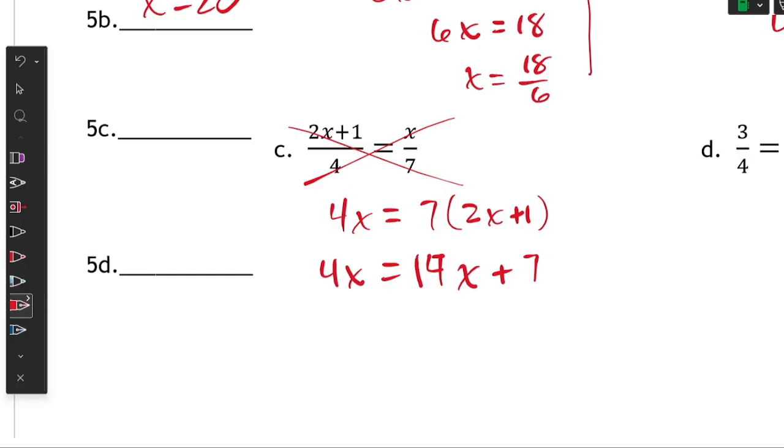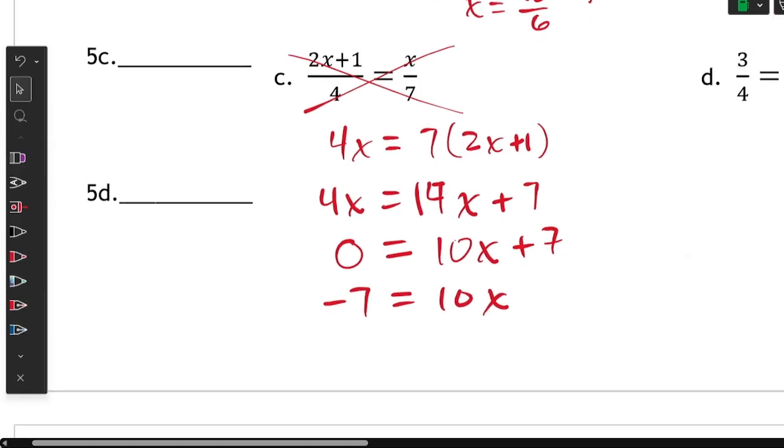I'm going to take away 4x from both sides. Oftentimes when I see this happen on student work, they won't put the 0 there, which is really important to keep. 14x minus 4x is going to make this a 10x, and then plus 7. So I need my constants on one side and the variable with the x's on the other. So I'm going to subtract 7 from both sides. So if I subtract 7, this is going to become negative 7 equals 10x.